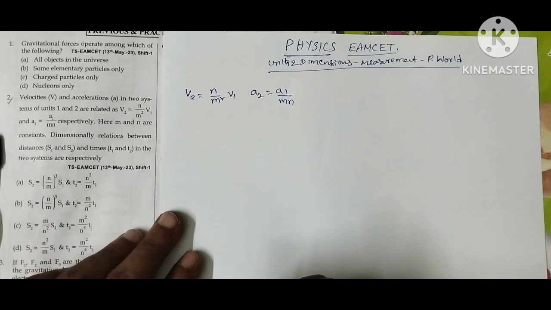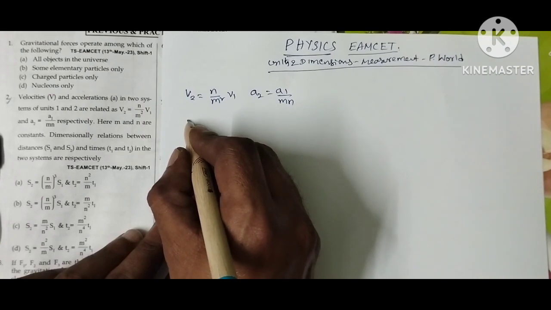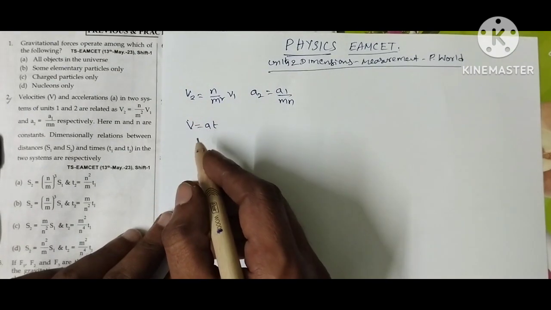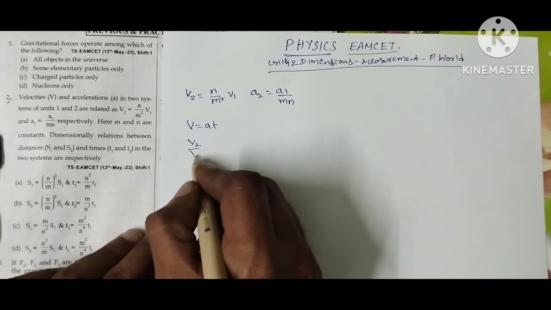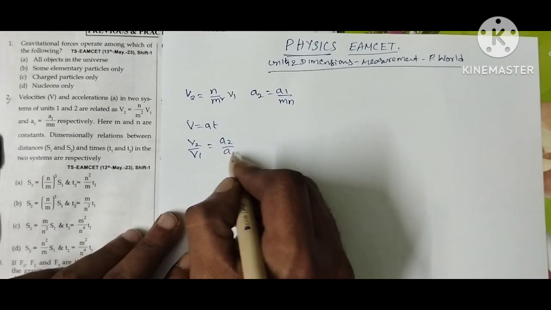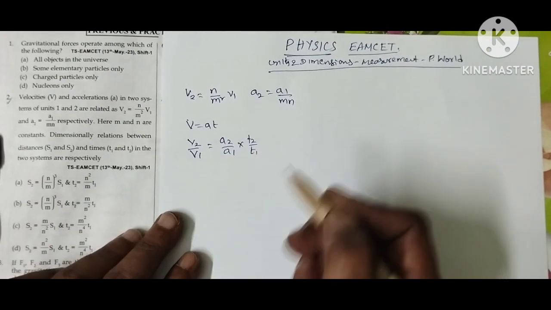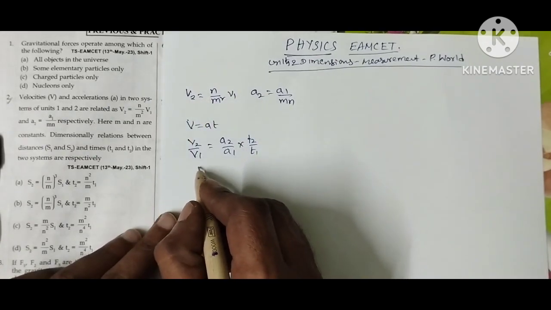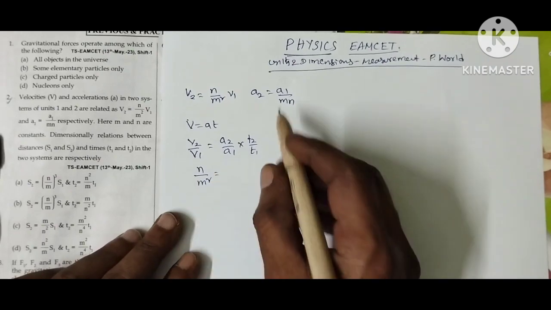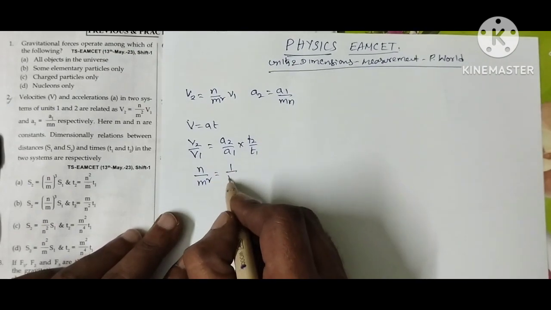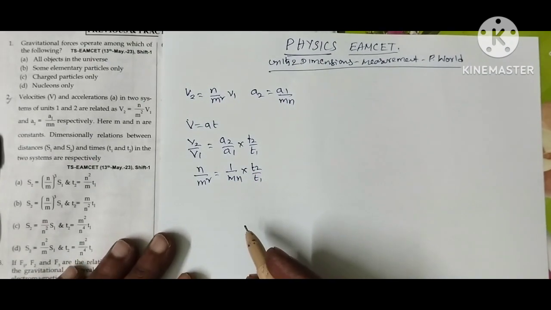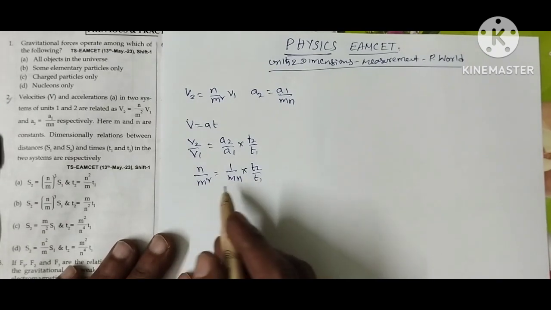As we know, the formula is velocity V is equal to AT. Using this formula in ratio form, V2 by V1 is equal to A2 by A1 into T2 by T1. Now if you substitute the values, V2 by V1 is n by m squared, and A2 by A1 is 1 by mn, into T2 by T1. From this I can get the relation between T1 and T2.